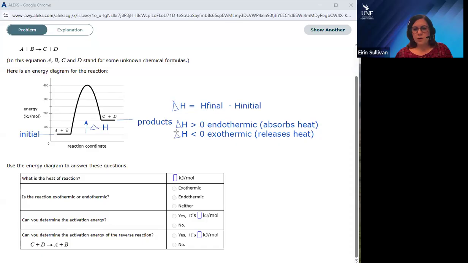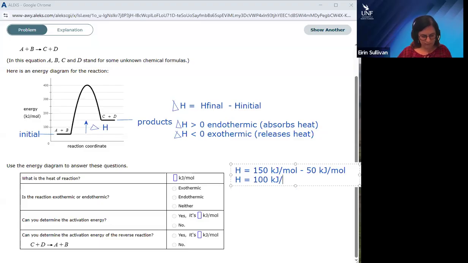So let's go ahead and actually work out the heat of reaction then. So our final state of our products, if I read off the plot, that to me looks like it's about 150 kilojoules per mole. So my delta H is going to be 150 kilojoules per mole minus my initial state, which looking at this plot looks like it's 50 kilojoules per mole. So 150 minus 50 is going to give me a delta H of just 100 kilojoules per mole. And of course, that is a positive value. So that is telling me that the reaction is absorbing heat.